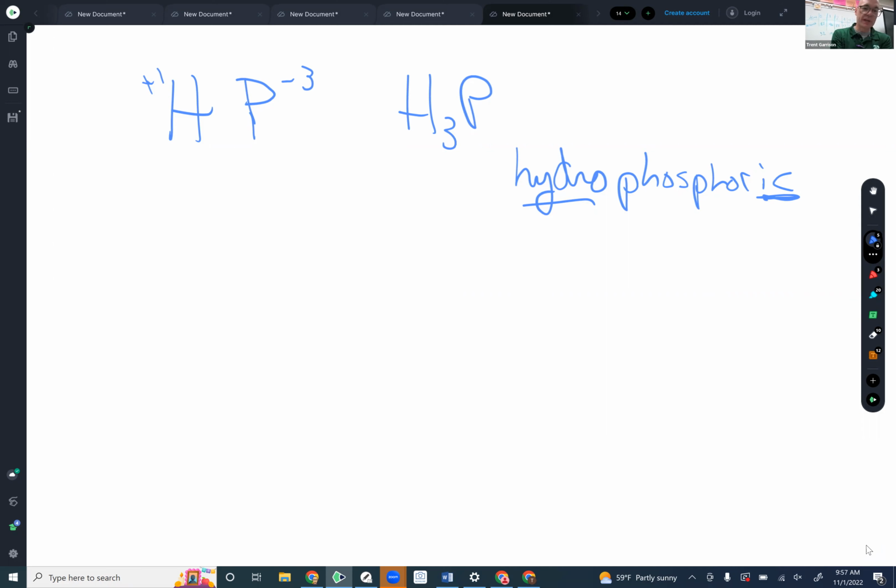All right, the next one I had, again, was a hydrogen, but this time it had a polyatomic ion of carbonate. So I'm going to take those two charges, crisscross it down, and I'm going to end up with H2CO3. And the name of this one, carbonate, becomes carbonic.